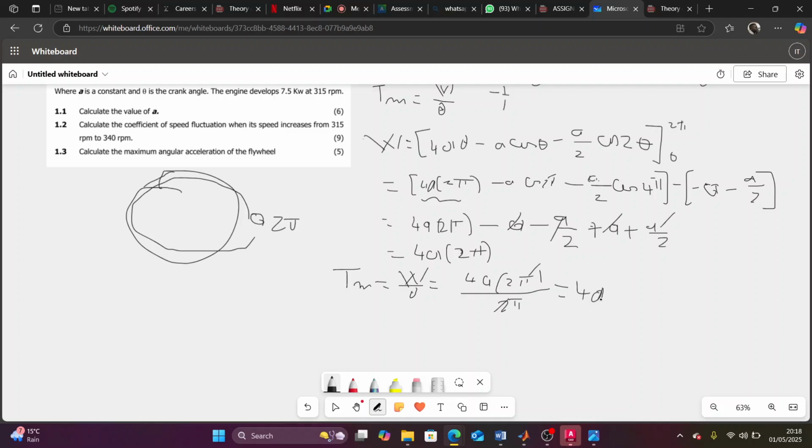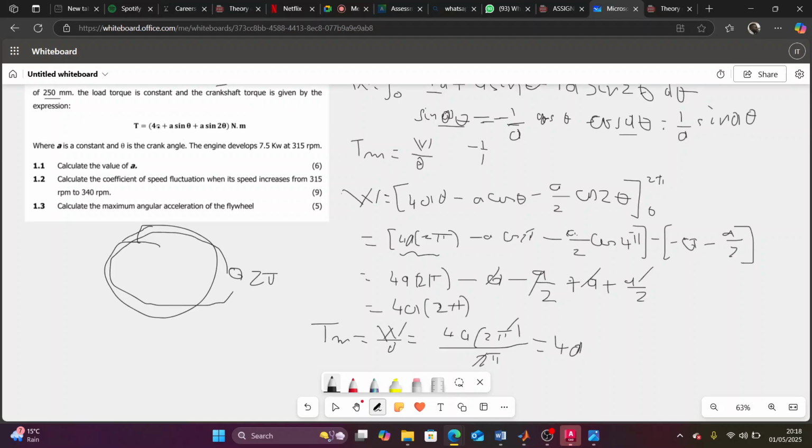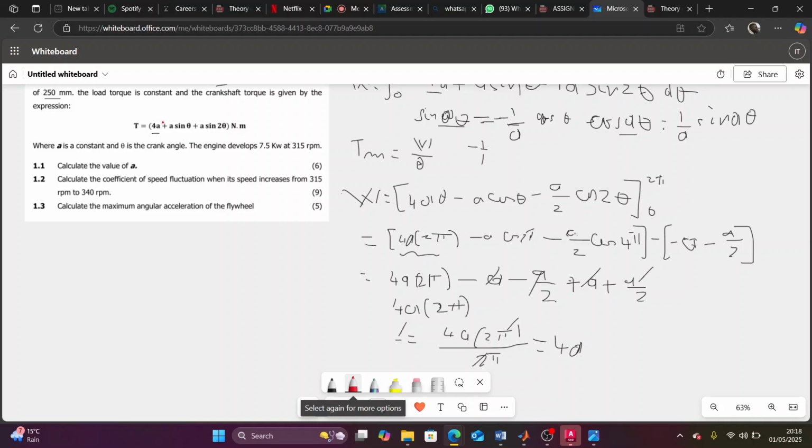So what does it mean, Angela? For a case where you have the torque alone, you always have to prove that the value here is the mean torque. And this is how you do it. You prove first. It has marks for that. Now we can start solving the question, now that you know that this is the mean torque.